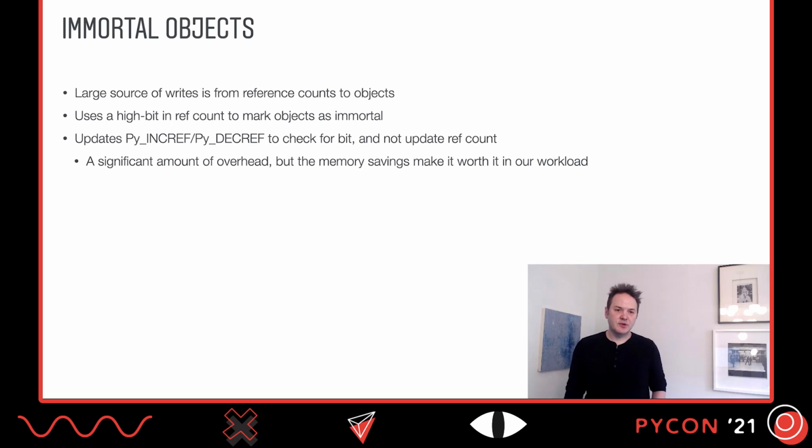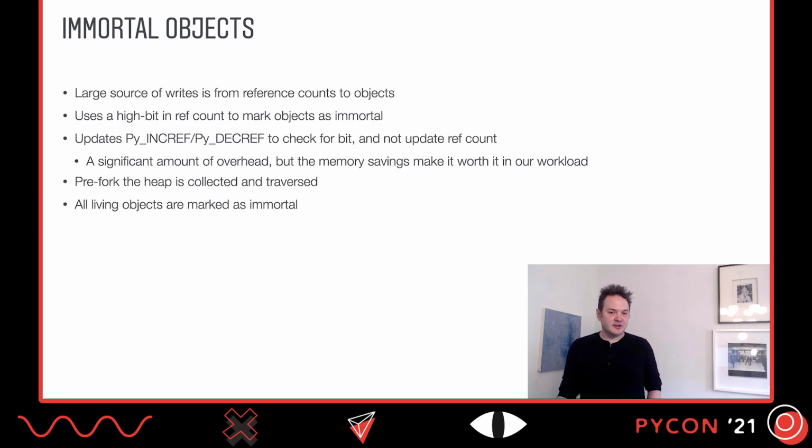A large source of these writes is just from the reference counts to the objects that live in the heap before we fork. So what we've done is we've modified the reference count to use a high bit in it that marks objects as being immortal. And this just means that they're never actually going to die inside of the child processes. This means that we have to update Py_INCREF and Py_DECREF, the macros which alter the reference count, and every single time we do one of those, we need to avoid updating the reference count. This actually adds a significant amount of overhead in the normal case of just running normal code, not in this forked model, but the memory savings actually make it more than worth it in our workload.